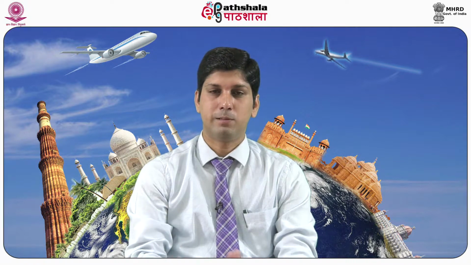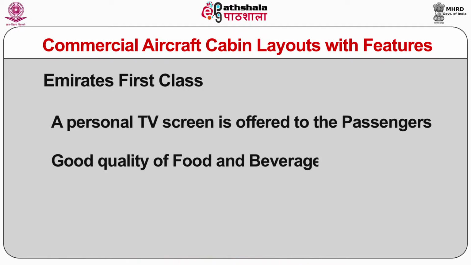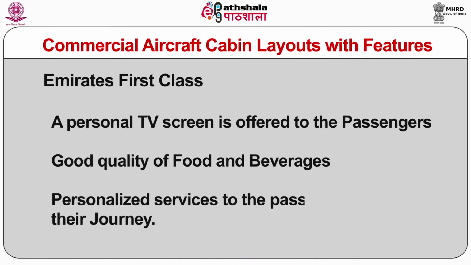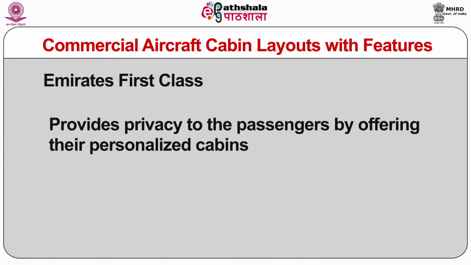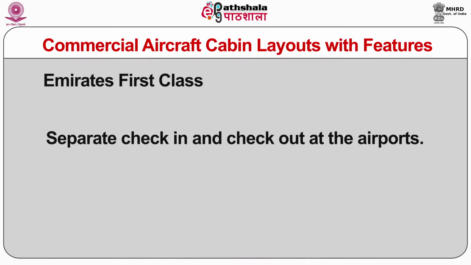These features include a personal TV screen offered to the passengers. Good quality food and beverages are served to this category of passengers, along with personalized services during their journey. It provides privacy to the passengers by offering personalized cabins. It also provides various complimentary items like trousers, pajamas, toiletries and shoes, etc. There is a separate check-in and check-out at the airports for this category of passengers.